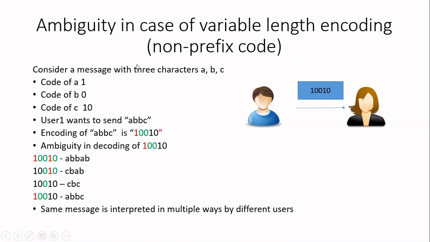Now let us consider a message which contains 3 characters, A, B and C. I know that I have an advantage when I go for variable length encoding, but I don't know anything about the generation of the code. So simply at random, I am selecting some codes and assigning them to the 3 different characters A, B and C. Suppose I assign A with 1, B with 0 and C with 1, 0. Let us assume that this is the assignment I have done. I'm using variable length encoding because A and B have 1 bit, whereas C has 2 bits. So it is changing. It is not always 8.